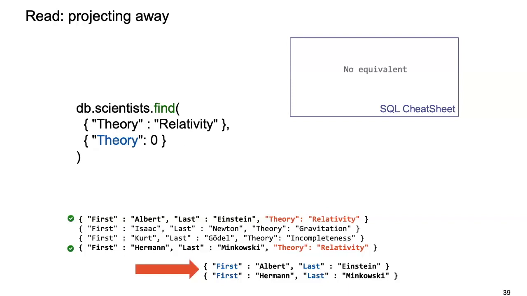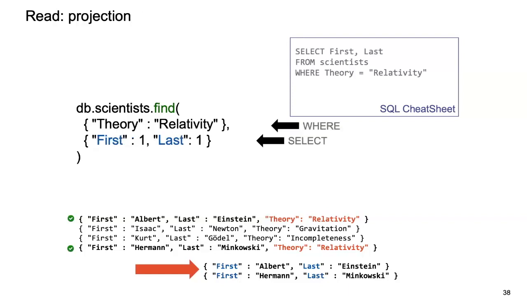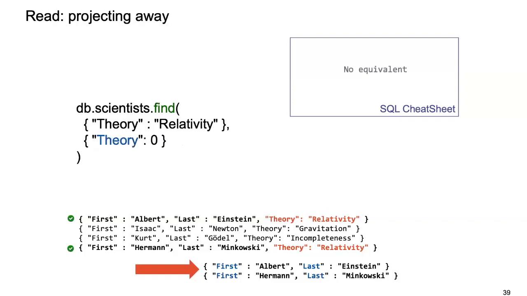Here, I'm going to do something that SQL can actually not do. There is nothing there. It's projecting away. What if I want to output the results of my query, but I want to remove columns? I want everything except theory. Well, then I just put a 0. Instead of the 1 here, I put a 0, and this is going to exclude the column, okay?